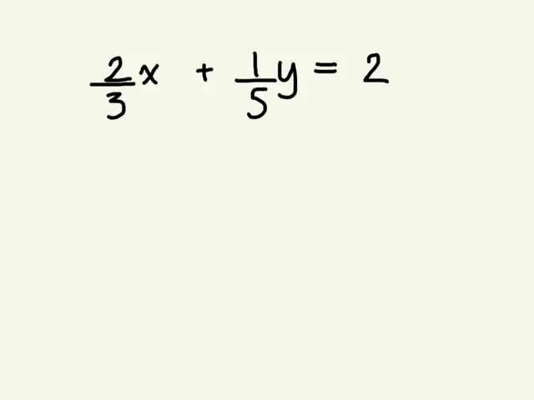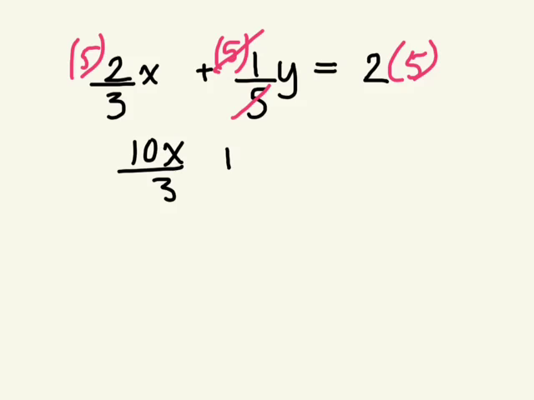What's the first step? Good. Multiply by 5. So I have to multiply everything by 5. Every single term. What's 5 times 2? So 10x over 3 plus, now 1y is the same as just writing y, because 1 times whatever y is still y, equals 2 times 5.